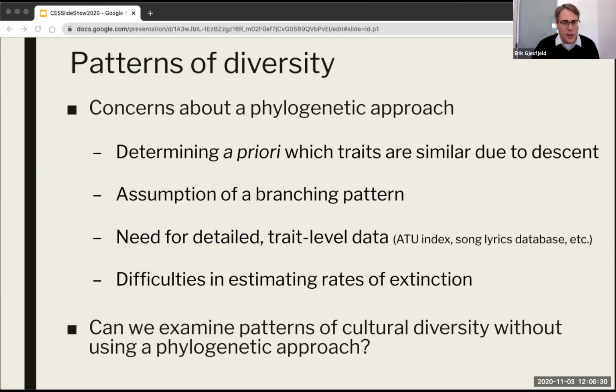So that's a long-winded way to get at this question that we originally started with when we started this research project: can we examine patterns of cultural diversity without using a phylogenetic approach?